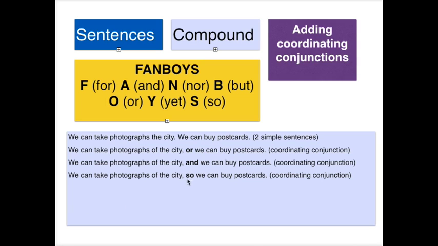If we put "so" in here, we can take photographs of the city. "So" is a little more unusual. So we can buy postcards. If I was reading that, by taking these photographs would somehow allow this group of people to buy postcards. So maybe they were going to sell the photographs to buy the postcards. So we've used three different coordinating conjunctions here, which has created three different meanings.